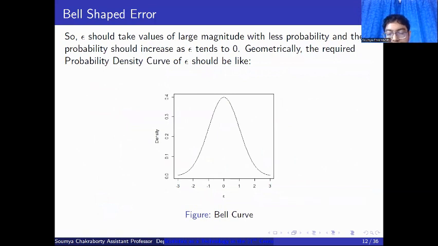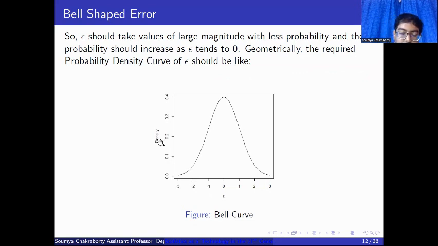So mathematically, how does epsilon look? So this is the origin, 0, and epsilon should be concentrated around 0, because it should take small values with higher chances. That's why this is the chance along the y-axis. The chance is increasing as epsilon tends to 0 from negative values, or maybe from negative infinity. And as it crosses 0, the chance of epsilon going higher is going down.